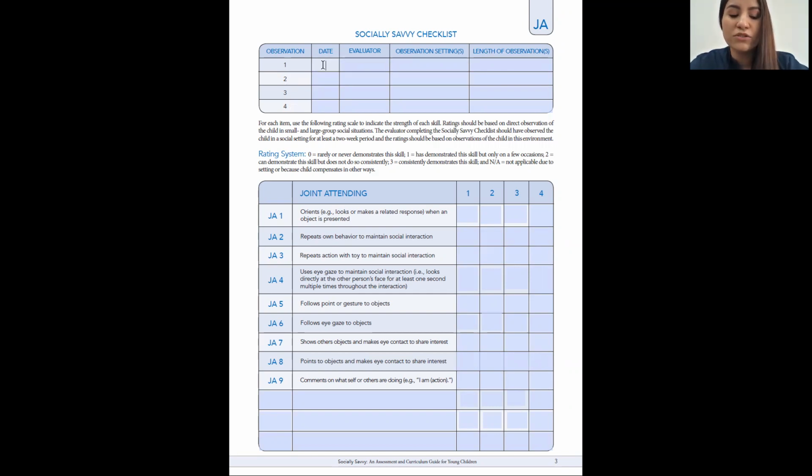So for example, what's today's date? Let's say 30, and mention the year as well. So it's just going to be 3322. And then second, we will just have the evaluator name. In this case, write down your name. It can be an individual teacher, or it can be both of you who observed the student. So in this case, I'm just going to write down Iman.